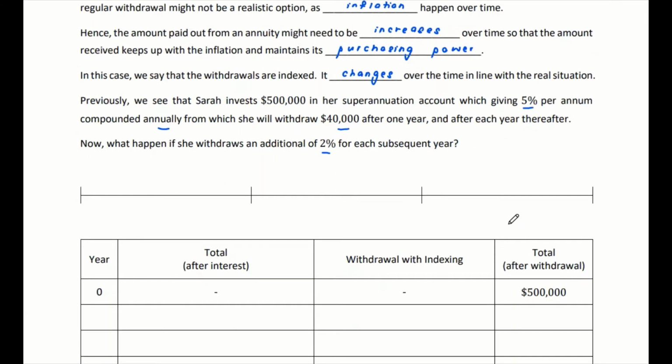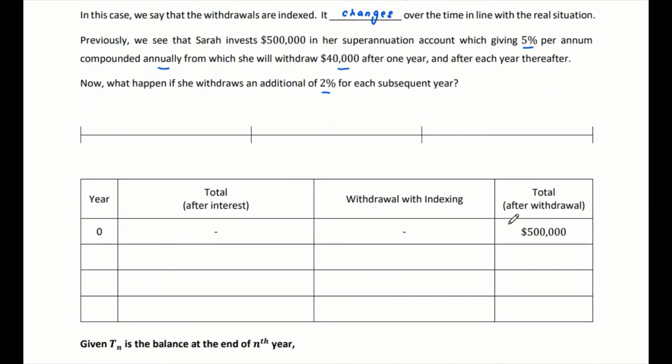Okay, now same thing, we will try to understand it by using our timeline here. This is T0. It starts off with 500K in our account. For every year, you are going to earn 5% per annum, so plus 5% here. Then after that, withdraw 40K. Then you reach the end of the first year. Throughout your second year, you are going to earn another 5%, but you are going to withdraw another 2%. So that's why it's going to be 40,000 multiplied by 1.02.